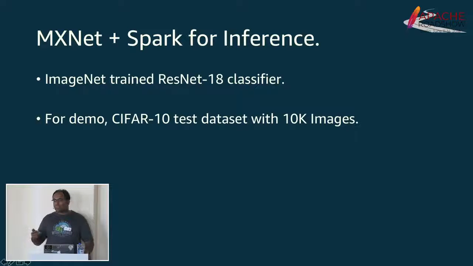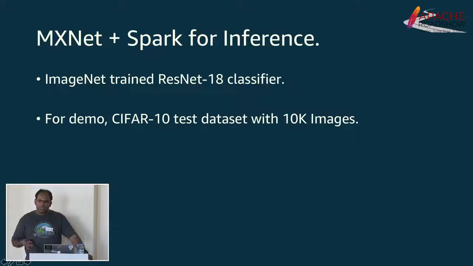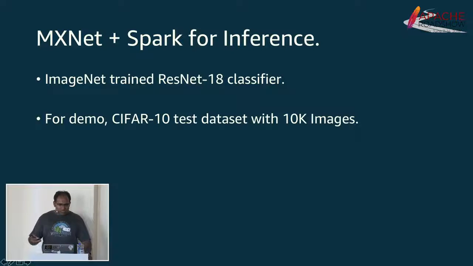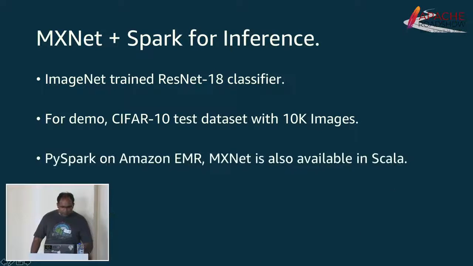It's called residual neural networks. Here I'm using ResNet 18, which is the 18-layer version. Even this needs about 3 billion floating point operations. And for the demo, I will use a CIFAR-10 test dataset with 10,000 images. ImageNet is for research, so I couldn't use it here. I'm using a publicly available data set.